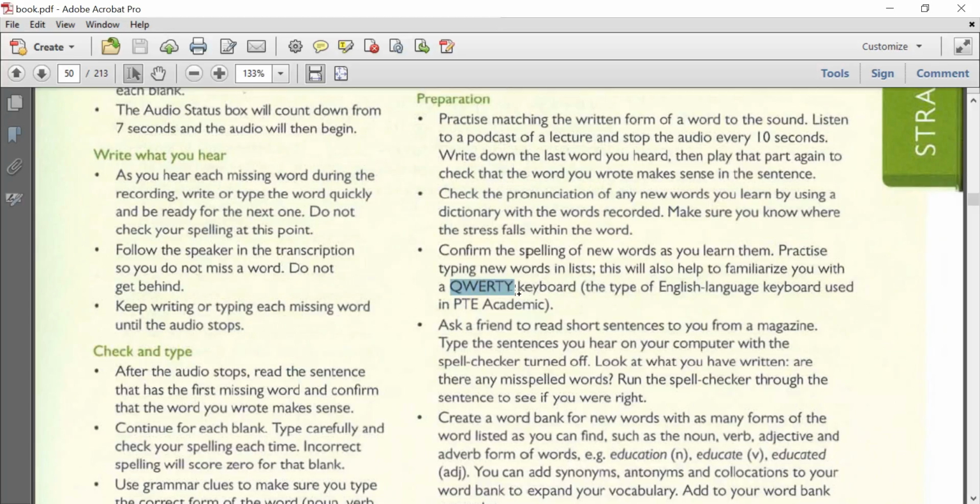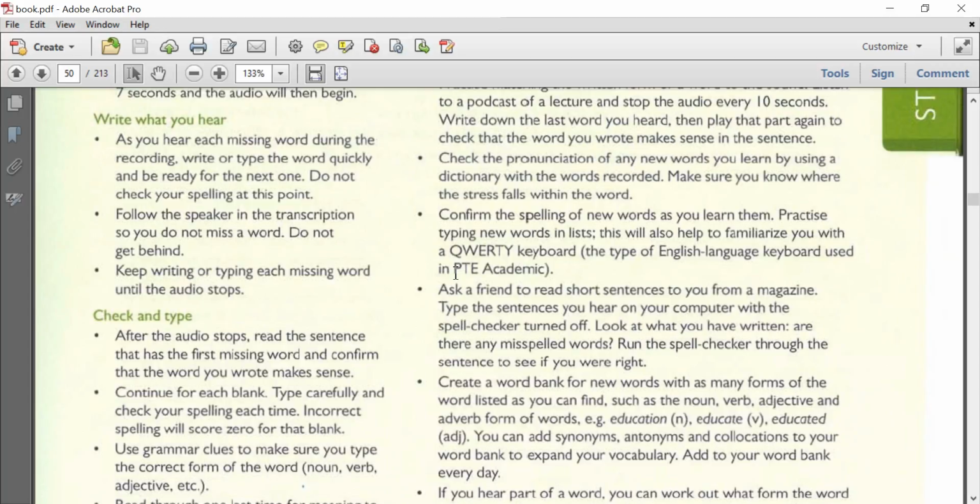QWERTY keyboard ដែលយើង keyboard យើងធម្មតាហ្នឹងបាទ QWERTY ឬគេហៅអញ្ចឹង the type of English language keyboard used in PTE Academic បាទ។ អញ្ចឹងធម្មតាទេ keyboard យើងប្រើរាល់ថ្ងៃហ្នឹងគឺអាហ្នឹងហើយ។ Ask a friend to read short sentences to you from a magazine. Type the sentences you hear on your computer with the spell checker turned off and look at what you have written. Are there any missing or misspelled words? And run the spell checker through a sentence to see if you were right.